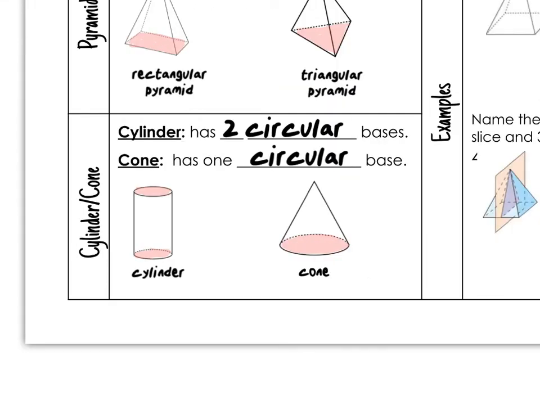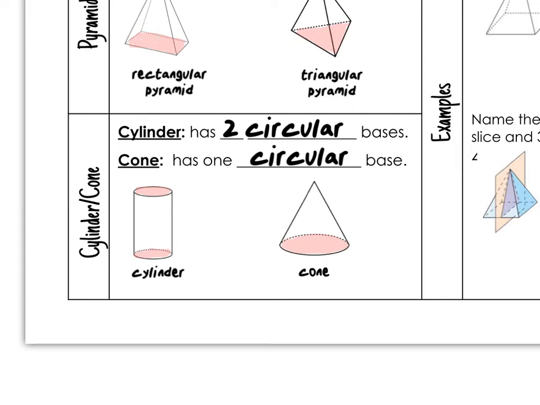For the next vocabulary word, we have cylinder or cone. Now, cylinders and cones are very similar. A cylinder has two circular bases. A cone has one circular base. So write these words on the answer blanks, and also color in the bases.